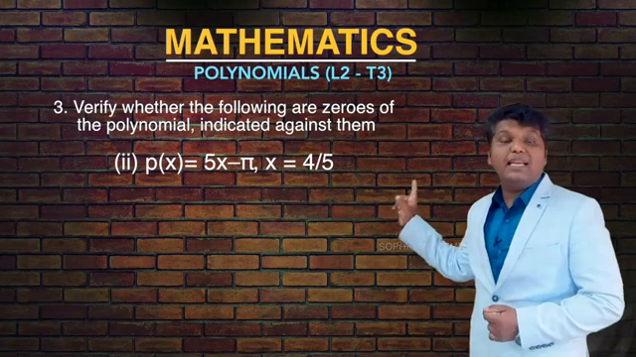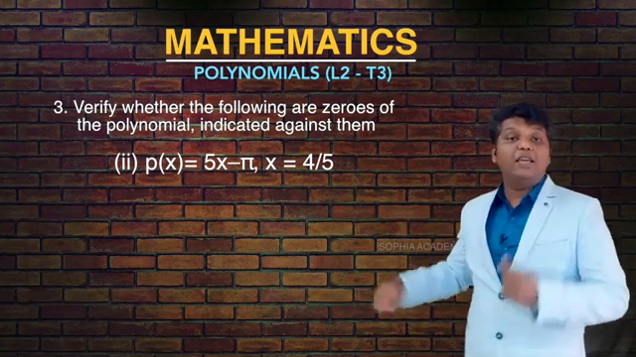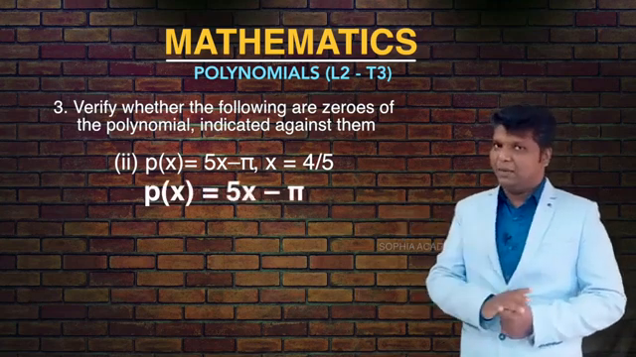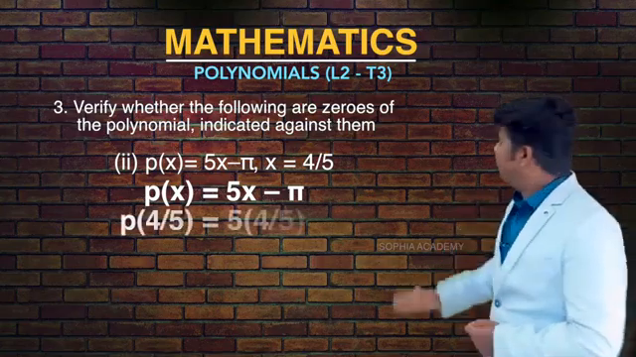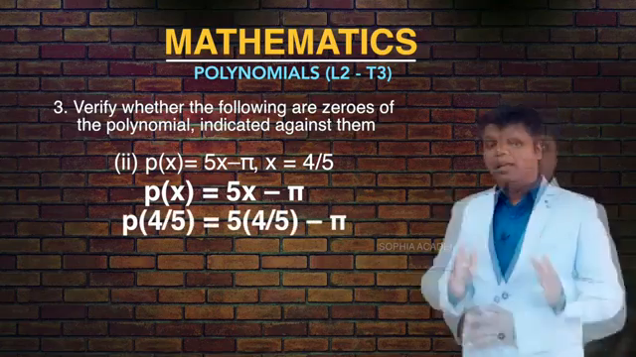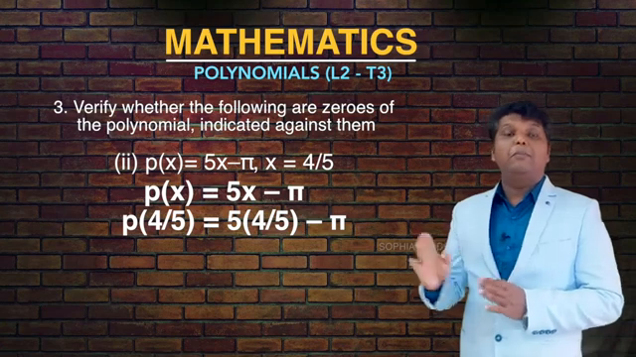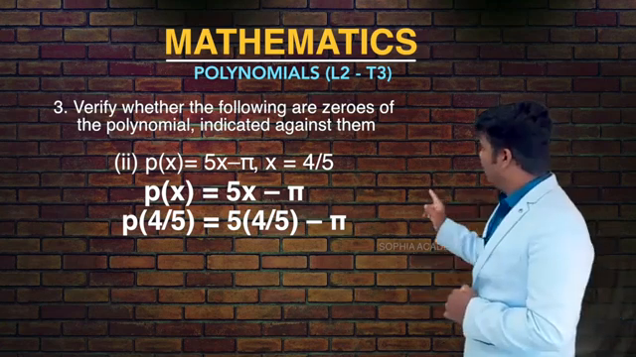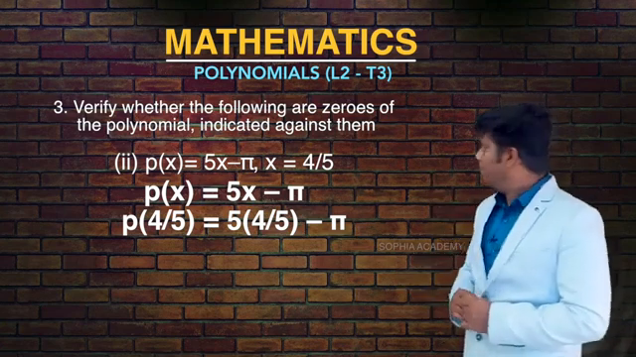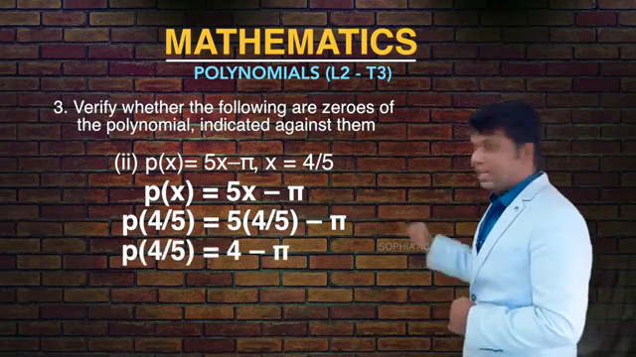P of x is equal to 5x minus pi, x is equal to 4 by 5. It means you have to check whether x is equal to 4 by 5 is the 0 of the given polynomial 5x minus pi. So let us go for it. P of 4 by 5 is equal to 5 into 4 by 5 minus pi. 5 and 5 get cancelled away. Then you will get 4 minus pi.